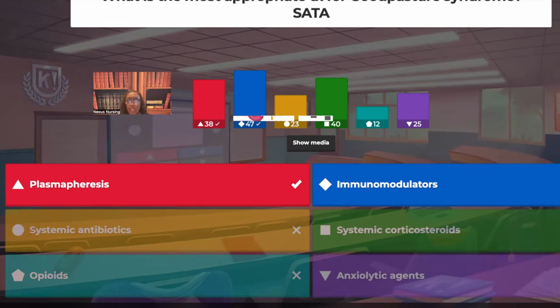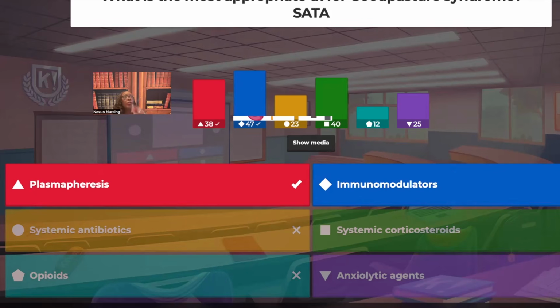Why immunomodulators? It decreases the antibodies. I just told you that the problem is the person's own antibodies attacking the kidneys, right? So it decreases those antibodies that are causing all the trouble, and the plasmapheresis gets rid of what? All those toxins. So remember those two. You need to remember plasmapheresis and immunomodulators when it comes to Goodpasture syndrome.